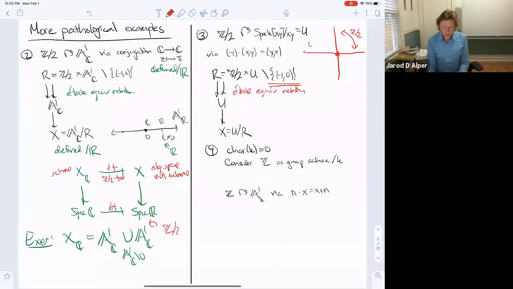And in this case, the quotient, because you're identifying the two axes, looks just like A1. It kind of looks like an A1 over your field, but at the origin, you actually have two tangent vectors. It's not smooth. I mean, it's not even a univariate branch singularity. So it's sort of, yeah, sort of weird.